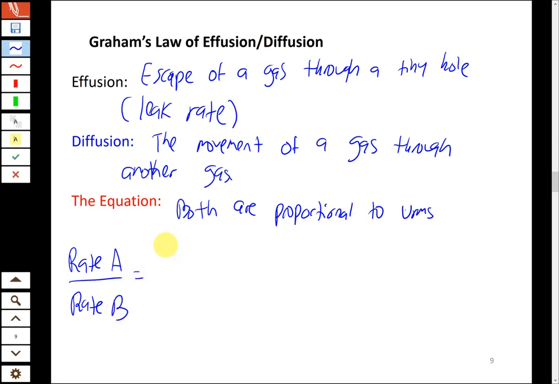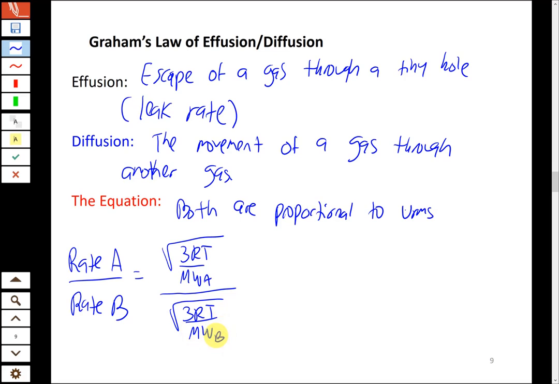And the rates are directly related to their VRMS. Both are proportional to VRMS. And so what we're going to do is write in VRMS for both of those, which is the square root of 3RT divided by the molar mass. So the molar mass of A for gas A. Same expression for gas B, but with its molar mass instead.